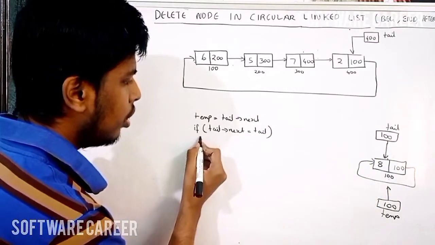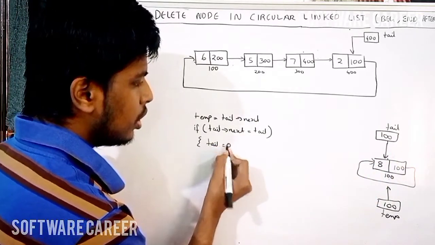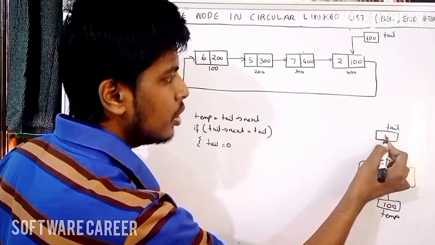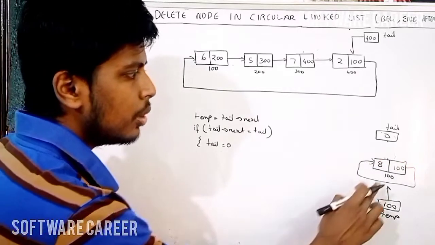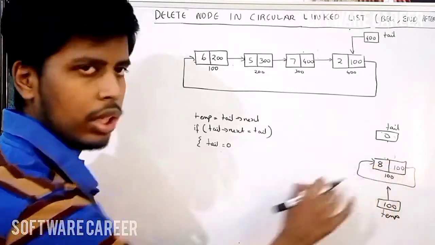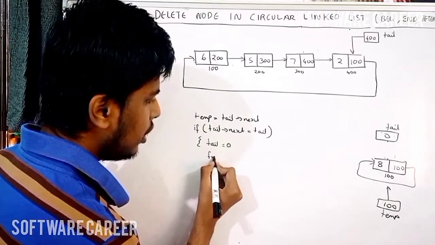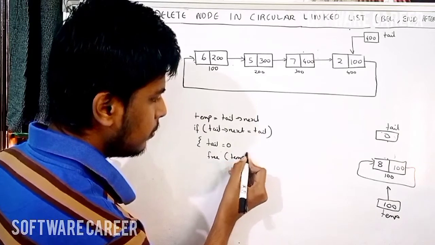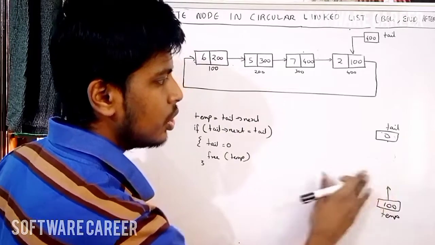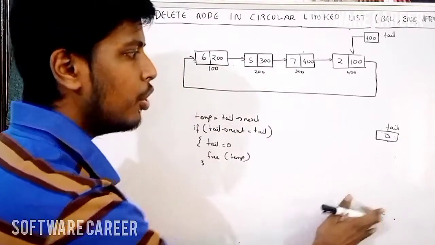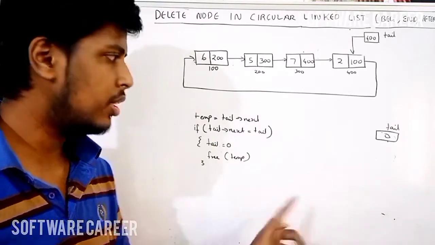Now what step should I do? I should remove this link. So tail equals 0. So this tail becomes 0, and this link gets cancelled. Now this is not part of the linked list. Now I should remove this node. How to remove? Temp is pointing to this node. So see here, free temp. Now temp is 100, so the node 100 is removed and that link is also removed. So this is the case for removing only one node in the linked list. If there is one node only, you can remove it by this step.